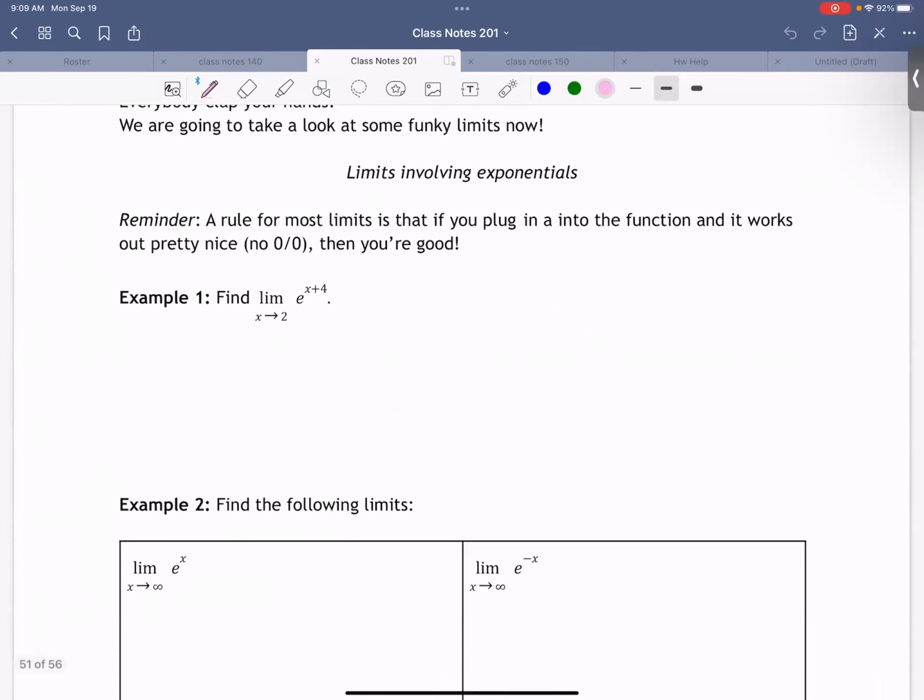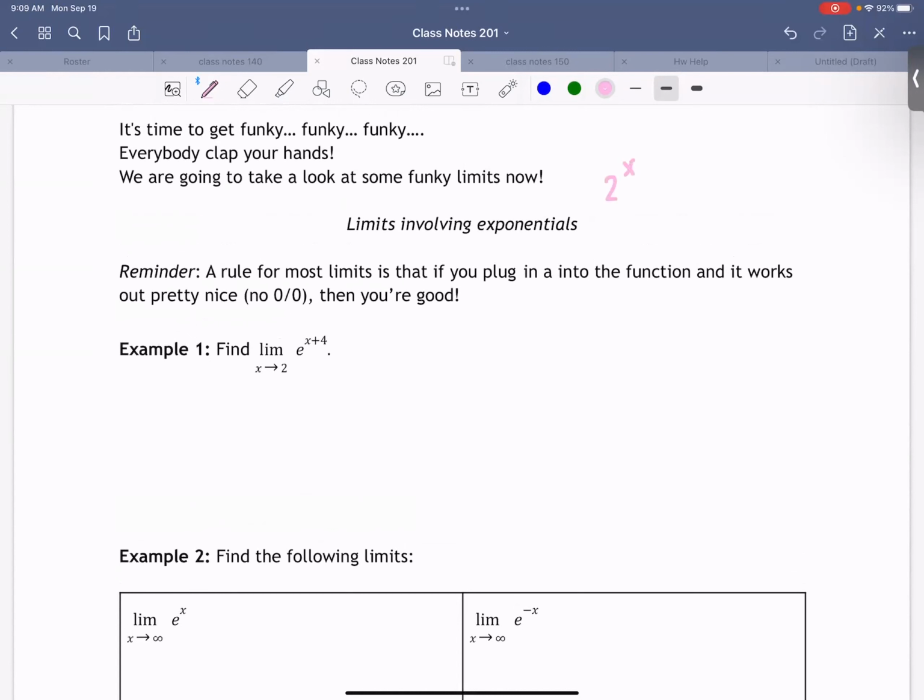Okay, so we're going to talk about how to solve limits of different types of functions. We're going to start with the exponential type of function. What's an exponential function? Exponentially increasing or decreasing, right? So any function that looks like 2 to the x, e to the x, 4 to the x, with x in the exponent, is an exponential function. So we're going to learn how to find these types of limits.